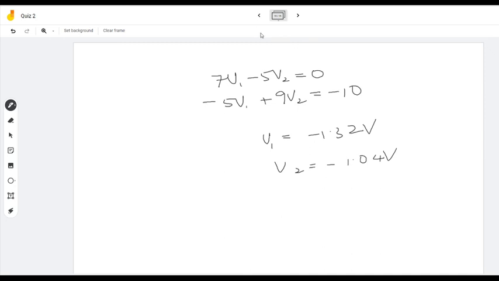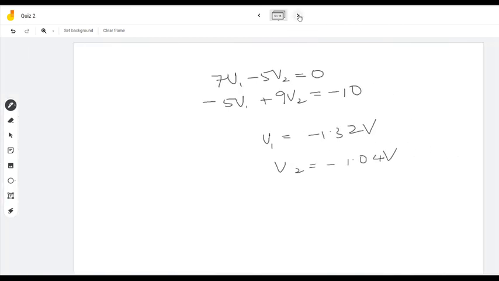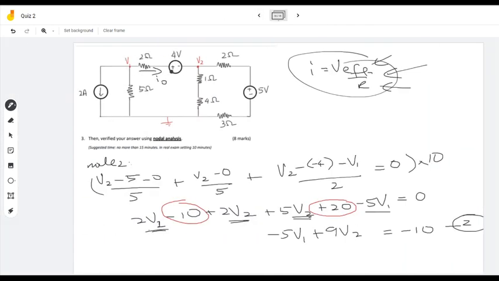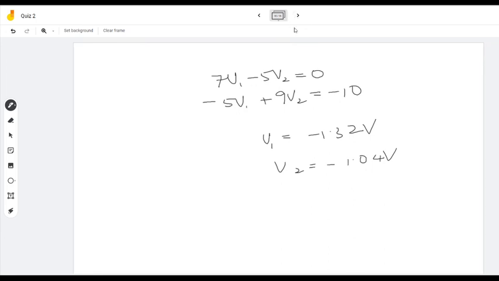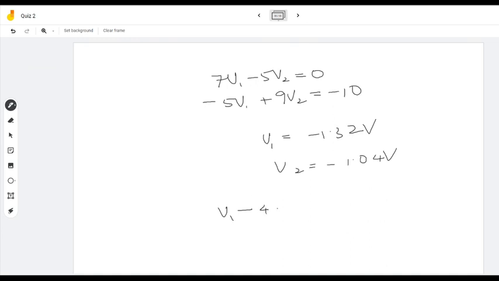Alright. Now, the question says what? Using nodal analysis, verify your answer, your I naught. Alright, so what is I naught? Now, a lot of you made mistakes getting the equation. Some of you get the equation. So I naught is basically the current here, which is basically just V1 minus 4 minus V2 over 2. So this is in fact your I naught.